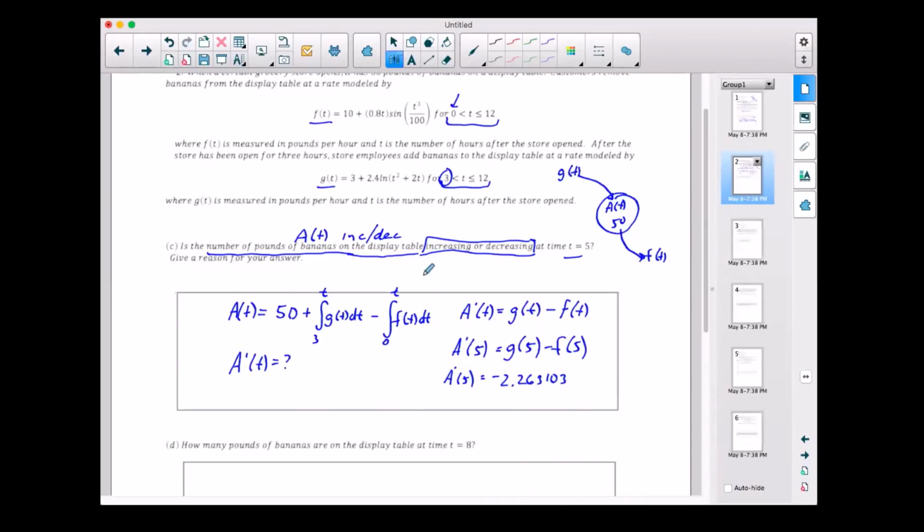So I get A prime of 5 equals negative 2.263103. And we just said that we knew that A would be increasing if A prime was positive, and A would be decreasing if A prime was negative. So since we have A prime is negative, we know that the answer should be decreasing.